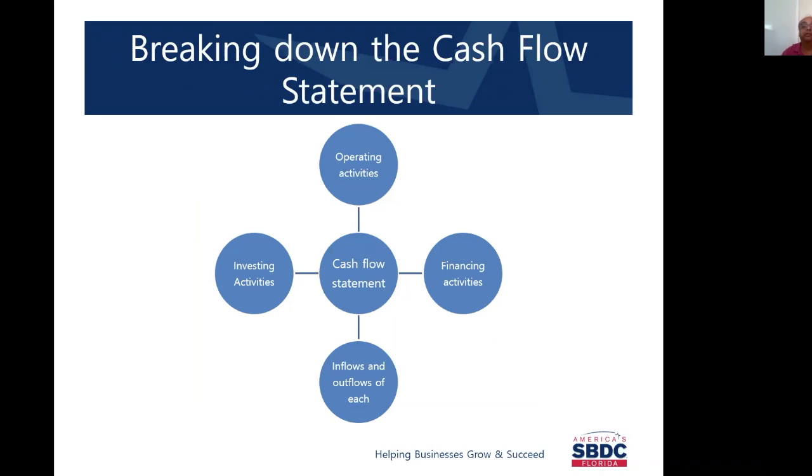Okay, now breaking down the cash flow statement. Obviously, as you can see, this one incorporates a lot of the other pieces. Operating activity, financing activity, inflows and outflows of each of those, investment activity, and that's how you kind of get the cash flow statement. Now, when you want to grow, you look at the cash flow, you see how you're spending your money, you see where your money is going, you make changes to that use of money, and you create a projection of cash flow.